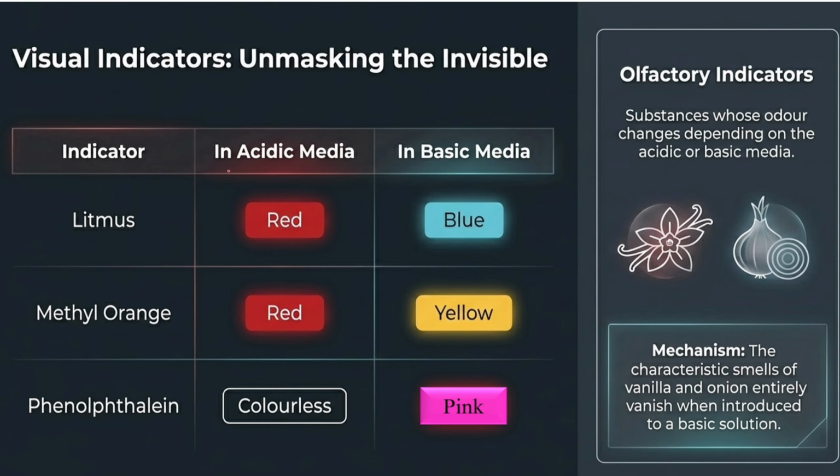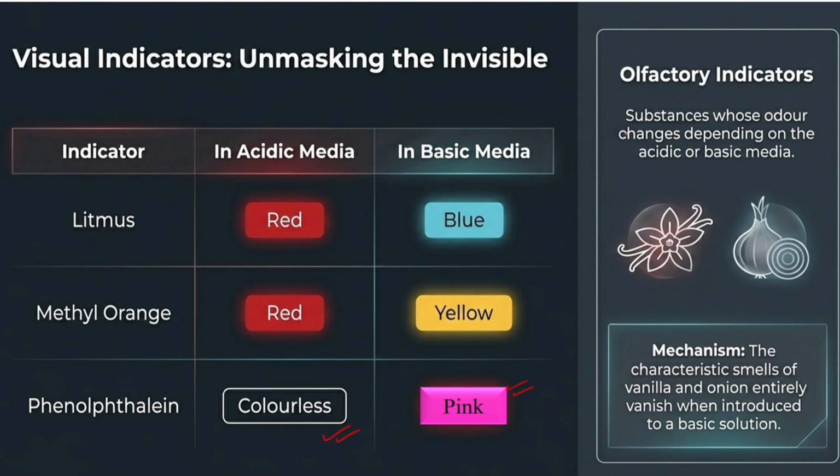Okay, so just a visual representation. We have litmus paper. In acidic medium, it is red. In basic medium, it is blue. Methyl orange and litmus, these two are indicators. Methyl orange is red in acidic medium and yellow in basic medium. Phenolphthalein is a very important indicator. It is colorless in acidic medium and very bright pink in basic medium.